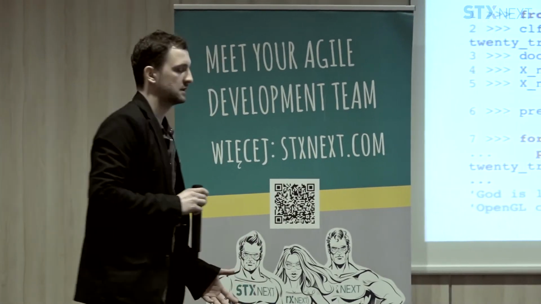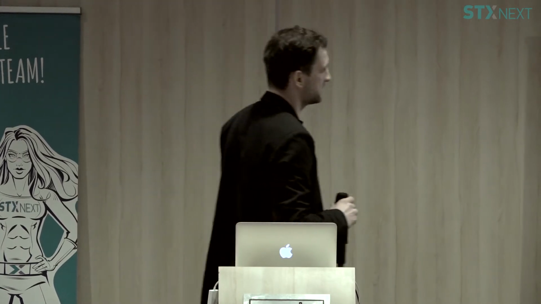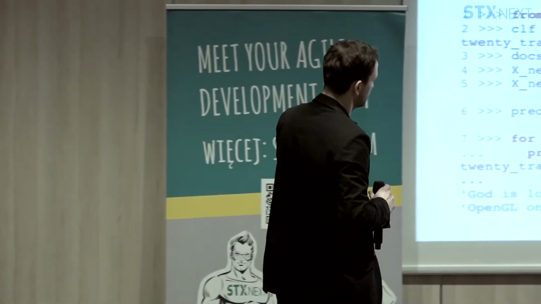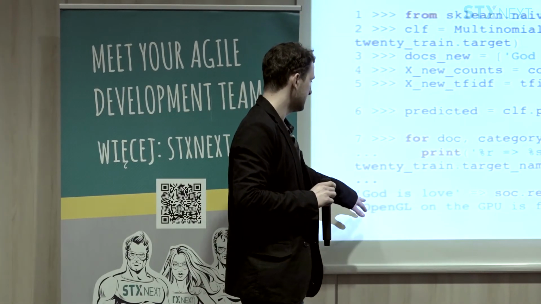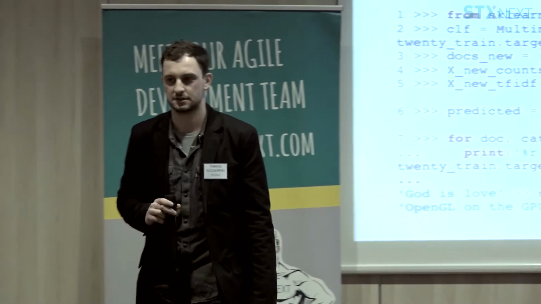So we have to first extract the counts, then transform the counts into word frequencies and normalized word frequencies. And then we can just use our classifier that was trained before to predict the categories for the new input, right? And as you can see, when we print out the categories that were classified, God is Love really falls into Christianity, and OpenGL falls into computer graphics. So wow, our algorithm works. And that was the easiest example I could find.